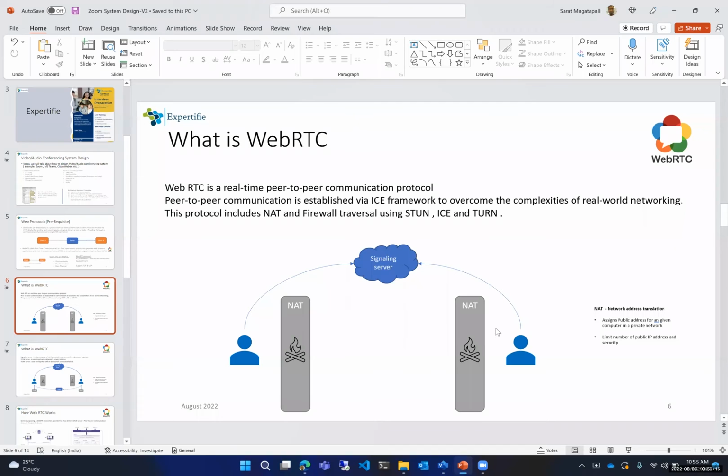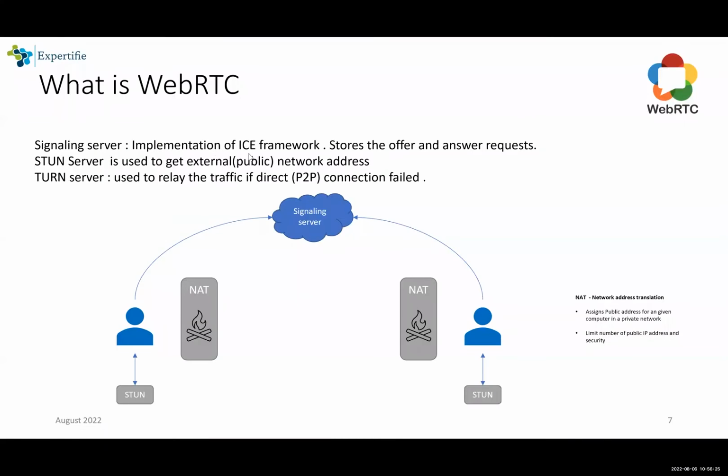That's what we talked about so far. Okay, now let's go further. So basically the signaling server is the implementation of a framework called ICE, Interactive Connectivity Establishment, right? It stores all the offer and answer requests in its database. That's what we learned, right?